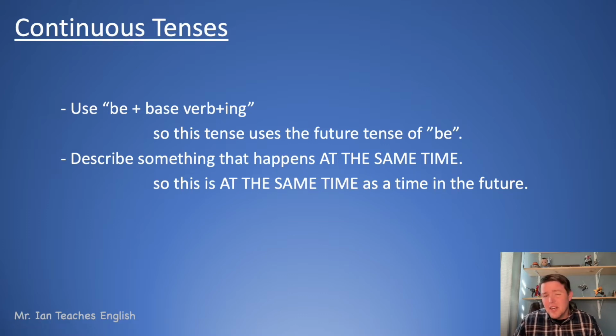Also, in their use, we also talk about things that happen at the same time. All continuous tenses talk about things that happen at the same time. Except with the future continuous, it is something that is happening at the same time as something in the future. Present continuous is something happening at the same time as the present. Past continuous is something happening at the same time as something else in the past. And the future continuous is the one we're going to talk about today. Something is happening at the same time as something else in the future.